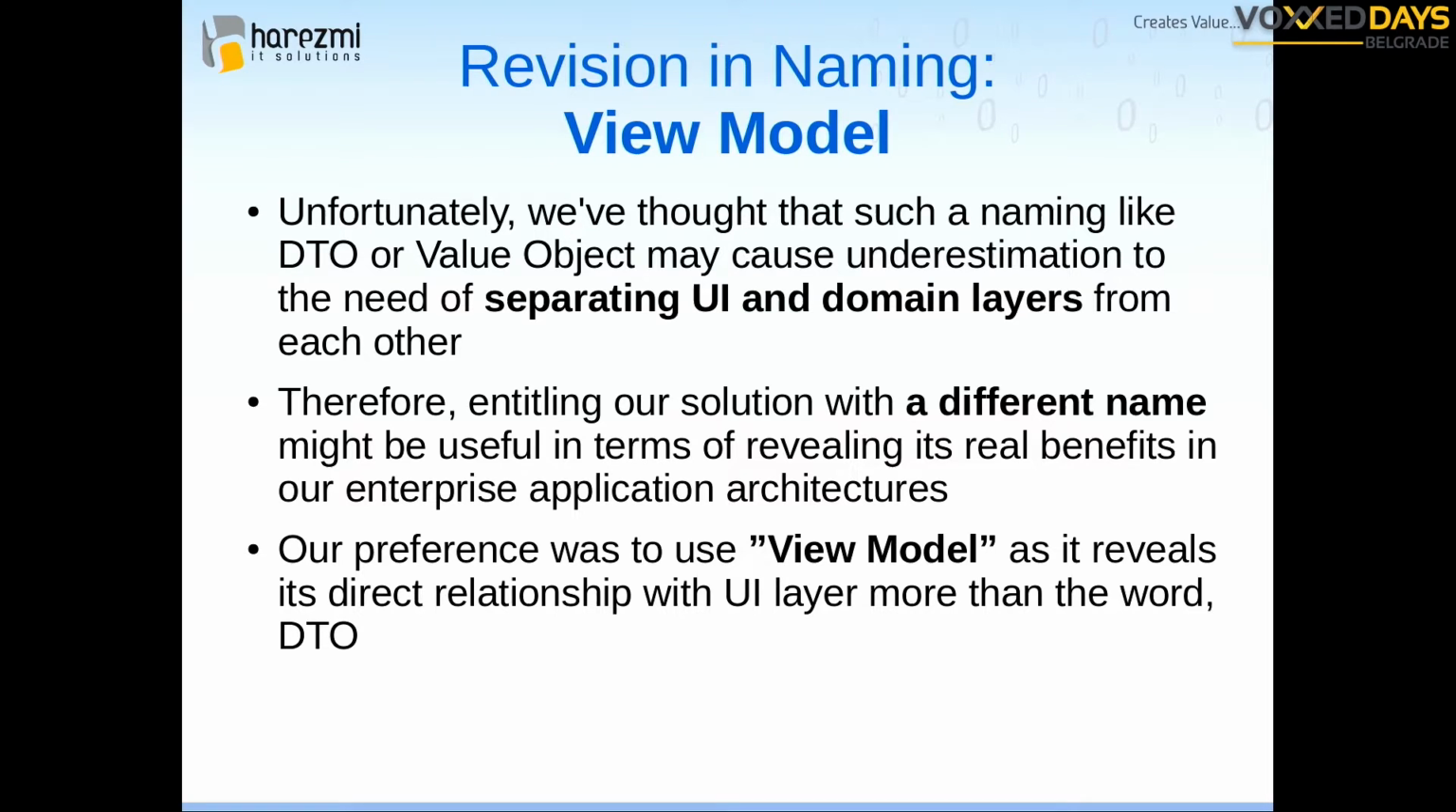In our solution, first of all, we try to get rid of such misunderstanding about DTOs as an anti-pattern. And such naming, as DTO or value object itself, may cause underestimation of the need for separating the UI and domain layers from each other. Therefore, first of all, we get rid of that naming and give a different name, view model, because it reveals the direct relationship with the UI layer more than the word DTO.